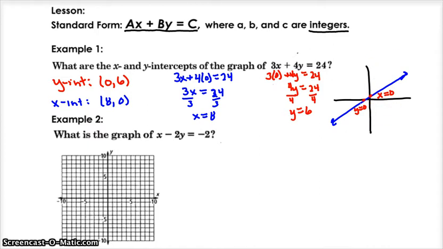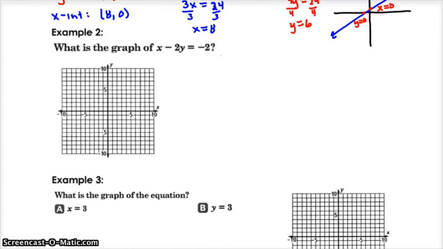Now let's put our knowledge of x and y intercepts to use to graph a line in standard form. It says, what is the graph of the line x minus 2y equals negative 2? I'm going to find the x and the y intercepts. It's easy if I create a table, x and y, and I'm going to plug in 0 for x to find that y-intercept, and I'm going to plug in 0 for y to find the x-intercept. So let's go ahead and do it.